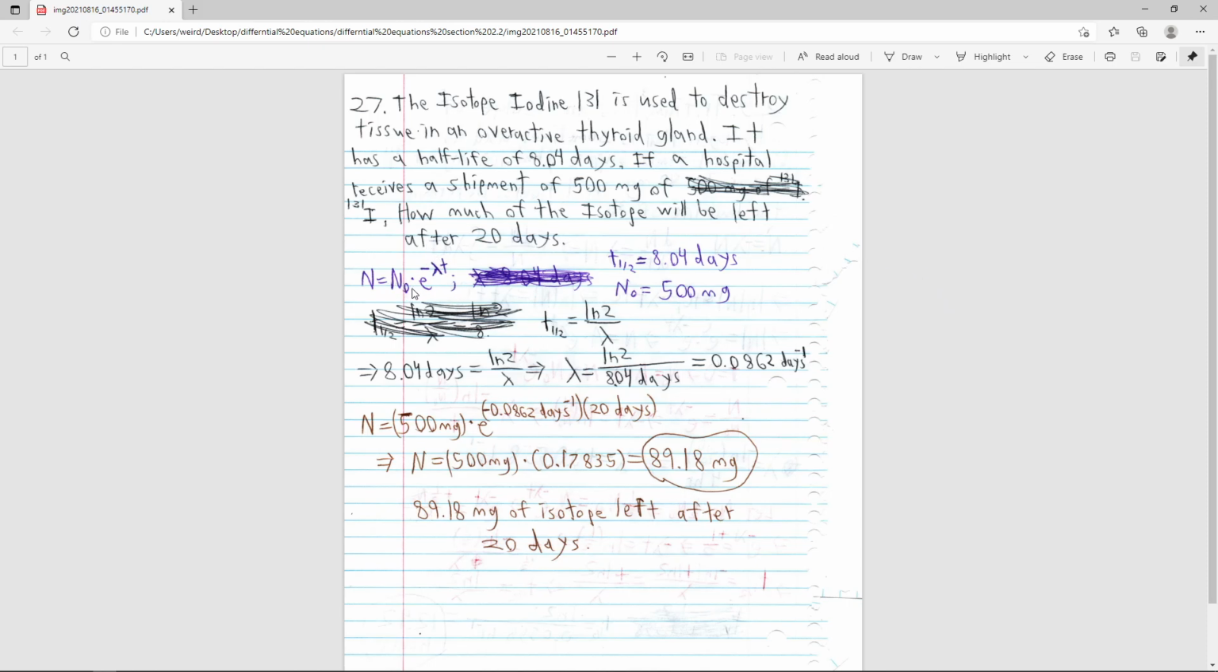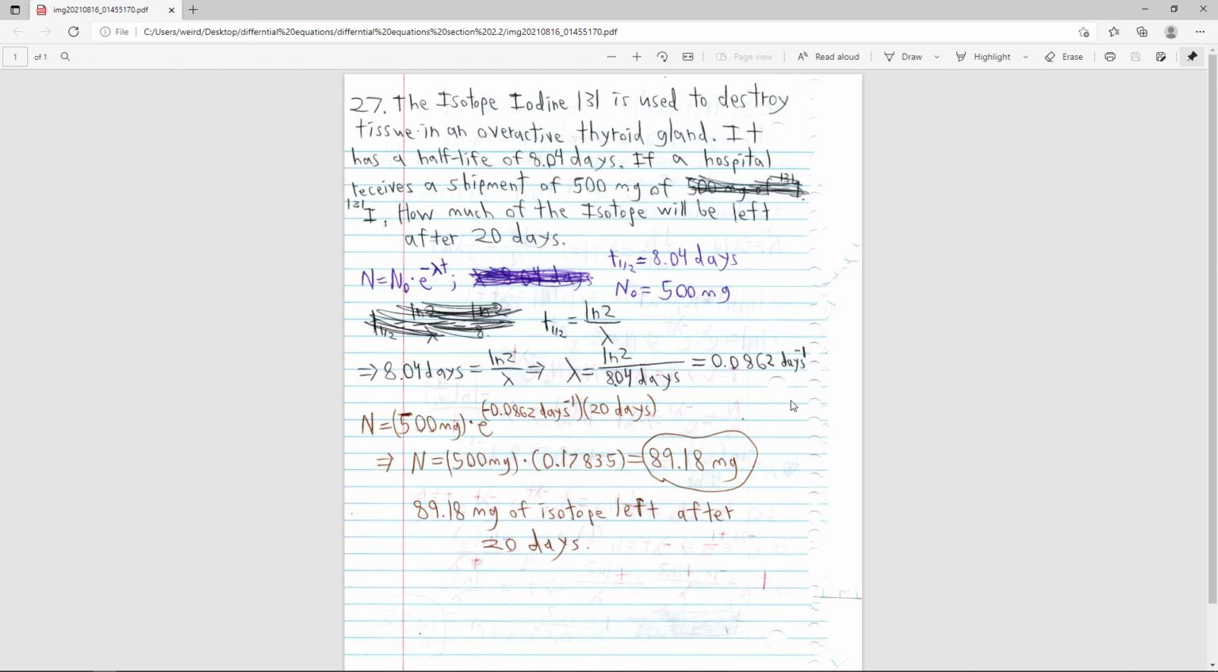So n equals n0 times e to the negative lambda t. You already saw how to get that. t 1/2 is 8.04 days, because we're given that. Initial amount 500 milligrams. We know we want the time at 20 days. t 1/2 equals ln2 over lambda. So we plug in t 1/2 and figure out lambda, so we multiply by lambda and divide by 8.04. So ln2 divided by 8.04 days will be lambda.